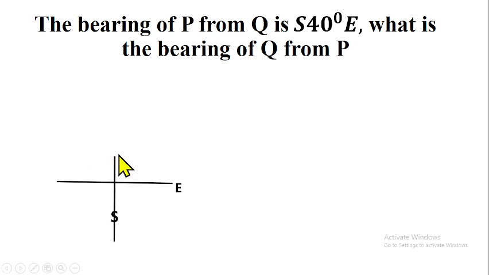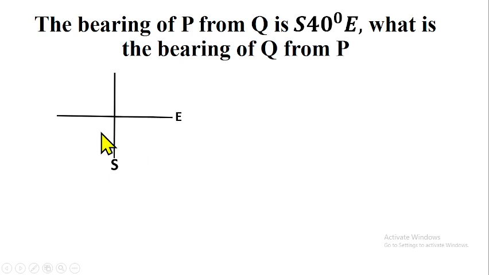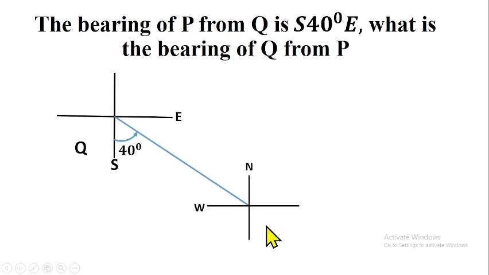So draw a cardinal point to represent your point Q and label it point Q, then south to the east. So you draw a straight line like this, then locate this angle, 40 degrees south to the east. Then join this line to point P. Place your ruler here, draw a straight line, and place your ruler here, draw a straight line to form another cardinal point for point P.